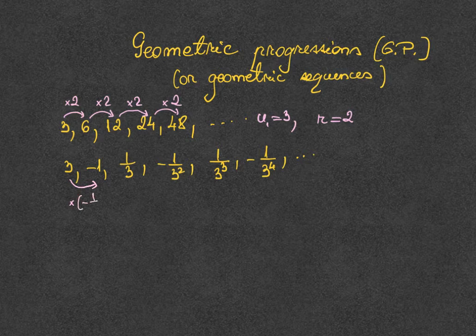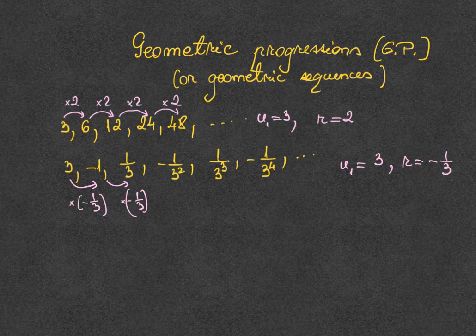times -1/3, times -1/3, and so on. So the first term is 3, and the common ratio in this case is -1/3. Okay, so the question is, how do I find the general term, the nth term, directly?